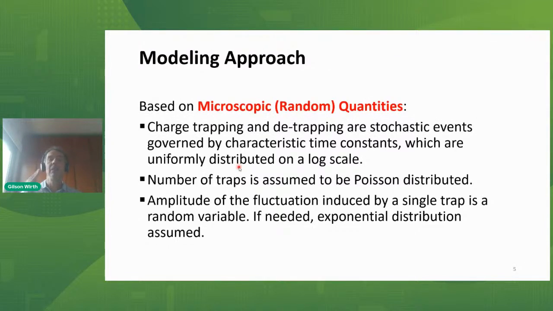Okay, so our modeling approach is based on random quantities. We assume that charge trapping is made of stochastic events, so it's random, governed by characteristic time constants, which are uniformly distributed on a log scale. And when I tell you about time constants distributed over time, in the next talk you could also discuss the importance of the observation time window, because the amount of variability is going to depend on how long you observe on one side, and on the other side, how fast you can observe. How fast is your observation?